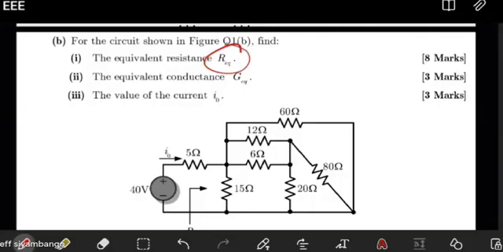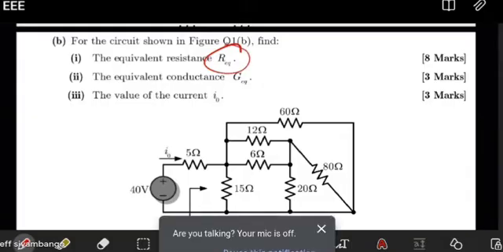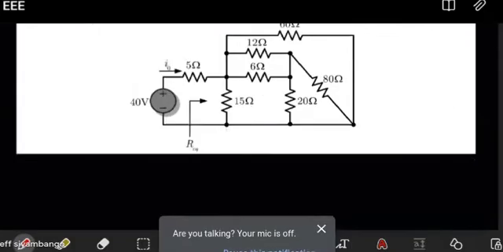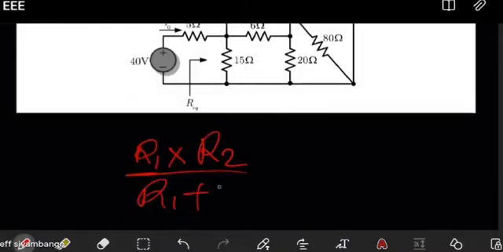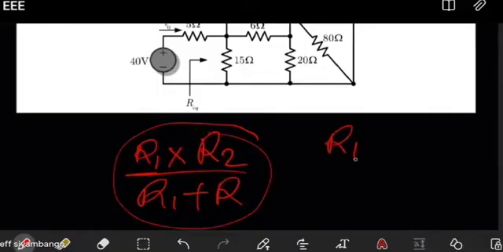So we know to say when getting the equivalent resistance, all we're looking for is if two resistors are in series, then we have to add them. If two resistors are parallel to each other, then their combination is going to be the product of the two, divided by the sum of their resistance. This is how we combine two resistors in parallel. And if they're in series, we just add them like that.